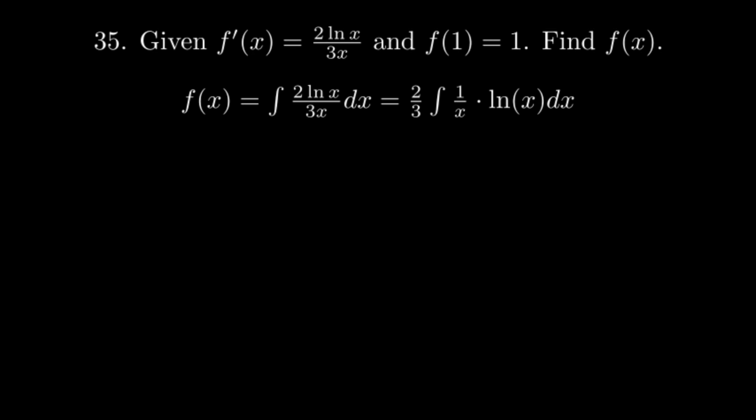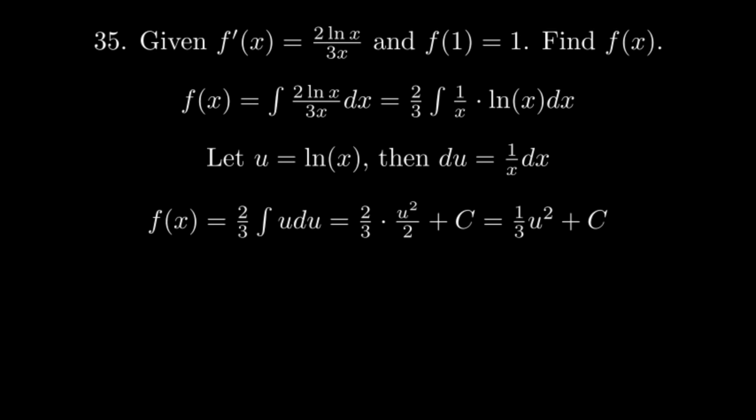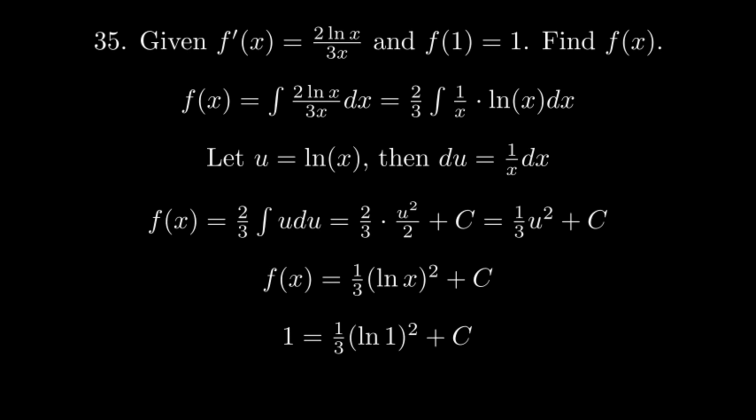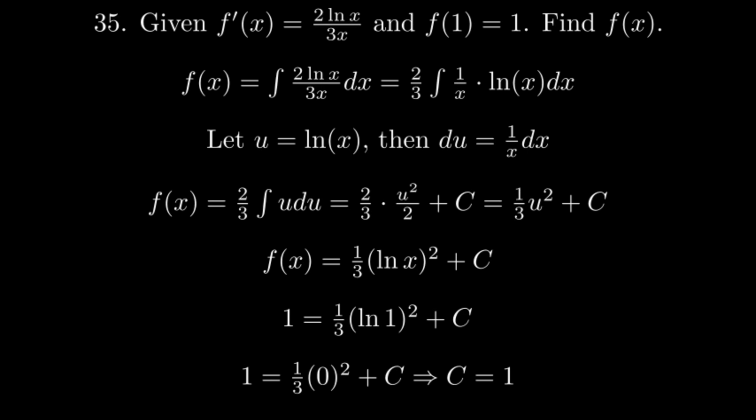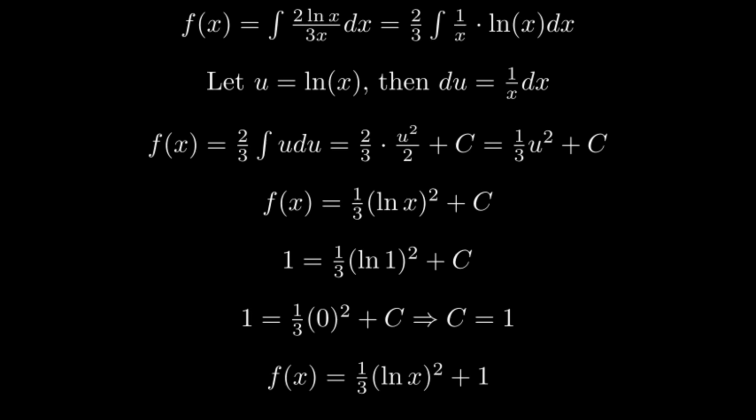Let u equals ln x. Substituting these into the integral gives the result in terms of u. Now substitute back u equals ln x. We use the condition f(1) equals 1 to find c. Since ln 1 equals 0, we can solve for c. So the expression for f(x) is 1/3 times the square of the natural log of x, plus 1. And that's our final answer for this problem.